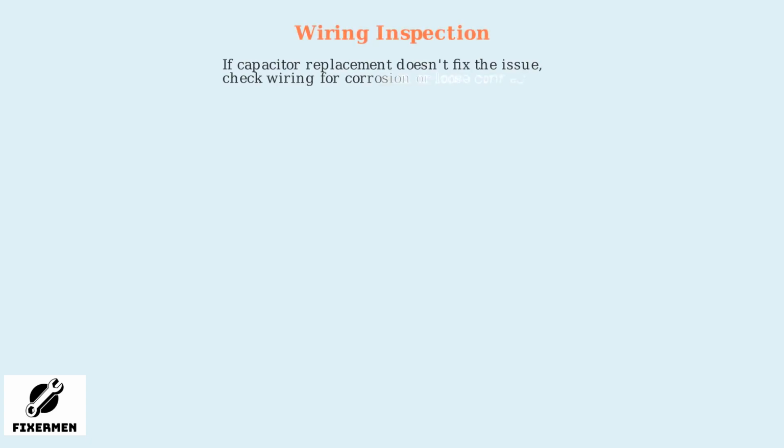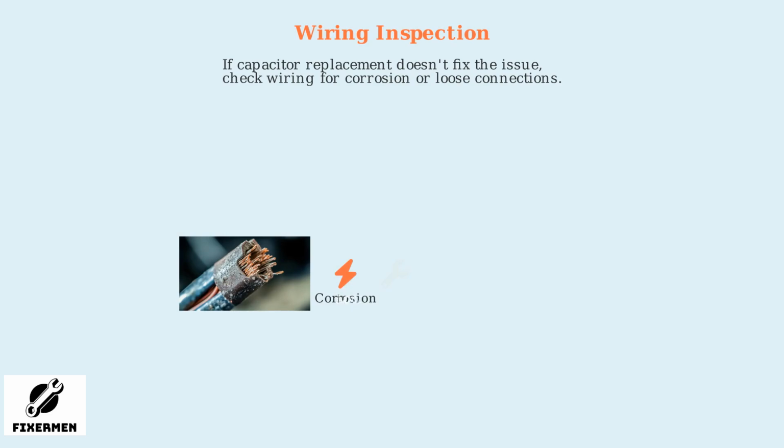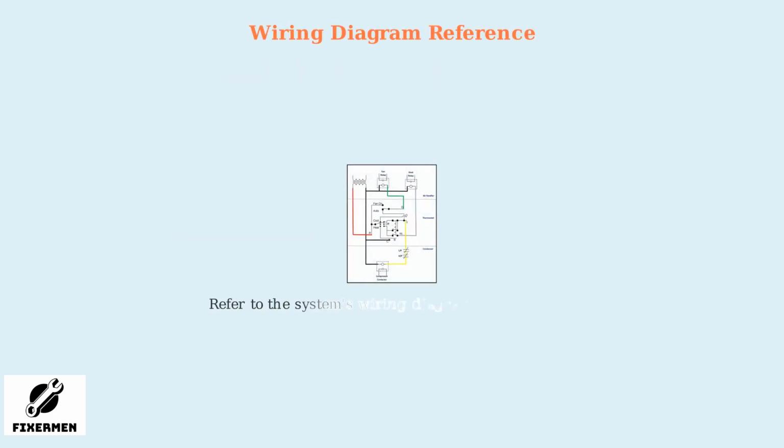If replacing the capacitor doesn't resolve the Lennox Error Code 240, the next step is to inspect the wiring connections. Look for signs of corrosion, which appears as green or white buildup on the wires, or loose connections where wires may be disconnected or poorly secured. Use the system's wiring diagram to trace the electrical path. The outdoor fan motor is typically connected through colored wires, red for power, black for ground, and others for control signals. Check continuity with a multimeter to ensure no breaks in the circuit.